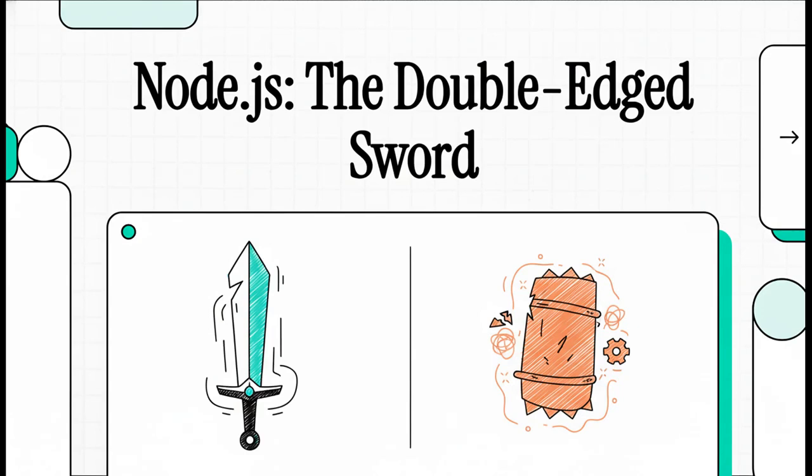All right, today we are diving into a piece of tech that I swear every developer has a love-hate relationship with: Node.js. You see, it's a true double-edged sword. It can be an incredibly sharp, powerful tool for some jobs and just dangerously clumsy for others. So let's get into it.